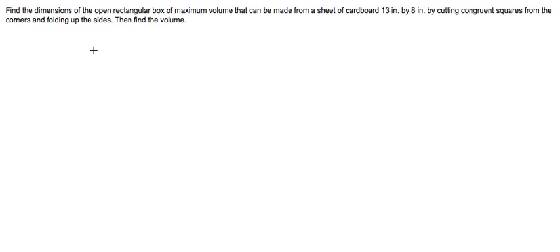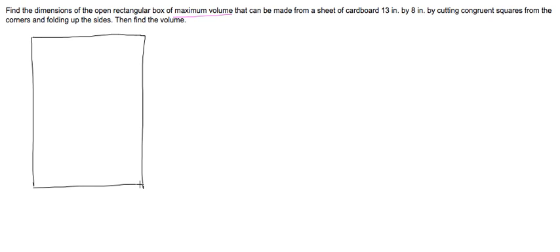Okay, so in this problem we need to find the dimensions of an open rectangular box of maximum volume, so that's what we're trying to maximize here, that can be made from a sheet of cardboard 13 inches by 8 inches by cutting congruent squares from the corners and folding up the sides. So you have a big piece of cardboard, 13 by 8 it says. That big side is 13 inches and the short side is 8 inches.